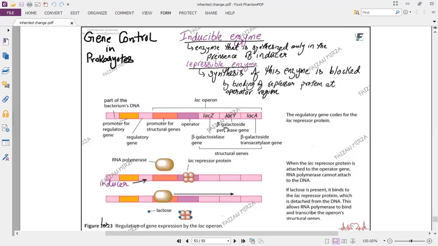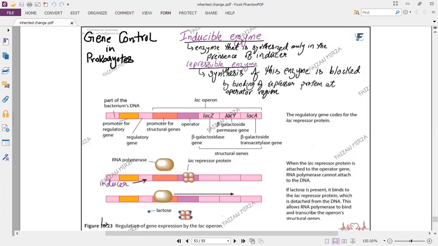Here, there are two more terms that you should keep in mind: inducible enzyme and repressible enzyme. Inducible enzyme is the enzyme that is synthesized only in the presence of inducer. So the enzymes beta-galactosidase and transacetylase are inducible enzymes, and these are made only in the presence of the inducer, and the inducer was lactose. Repressible enzymes are also the same.